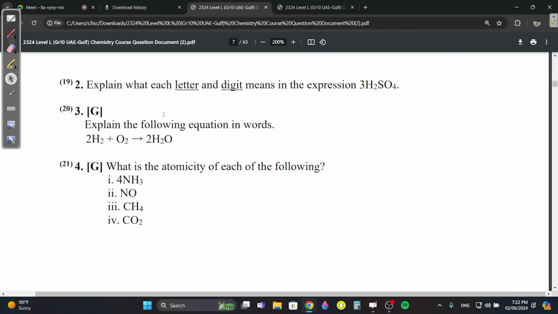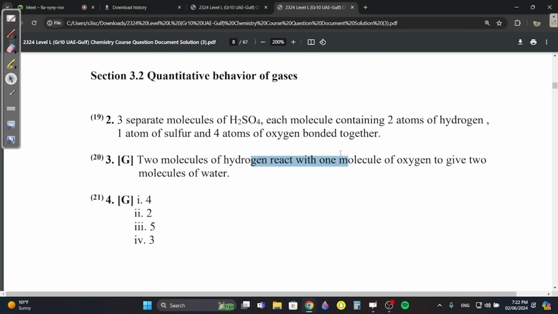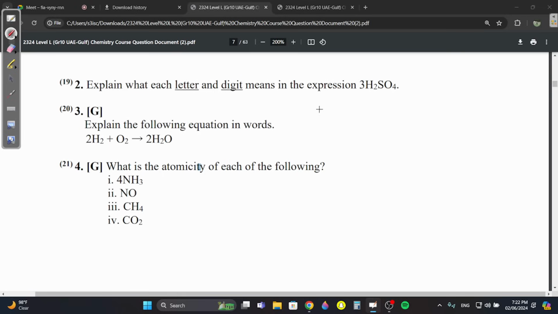Explain the following equation in words. I think they just want 2 molecules of hydrogen react with 1 molecule of oxygen to produce 2 molecules of water. Yeah, 2 molecules of hydrogen react with 1 molecule of oxygen to give 2 molecules of water. How are reactions read?